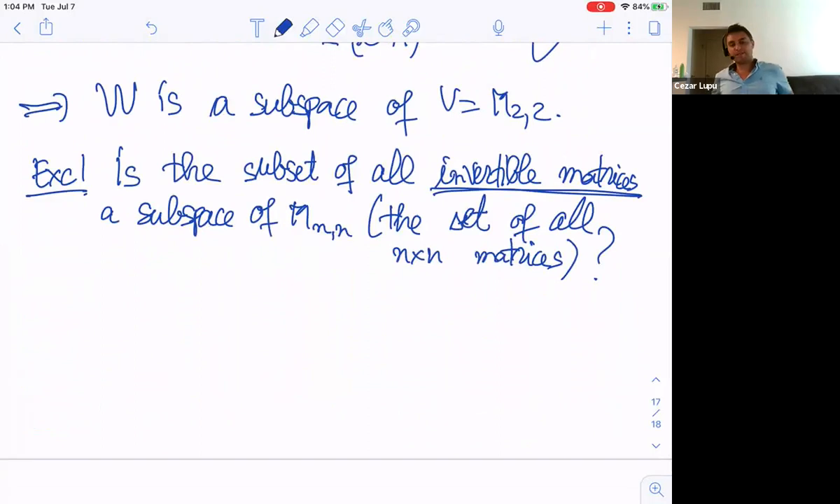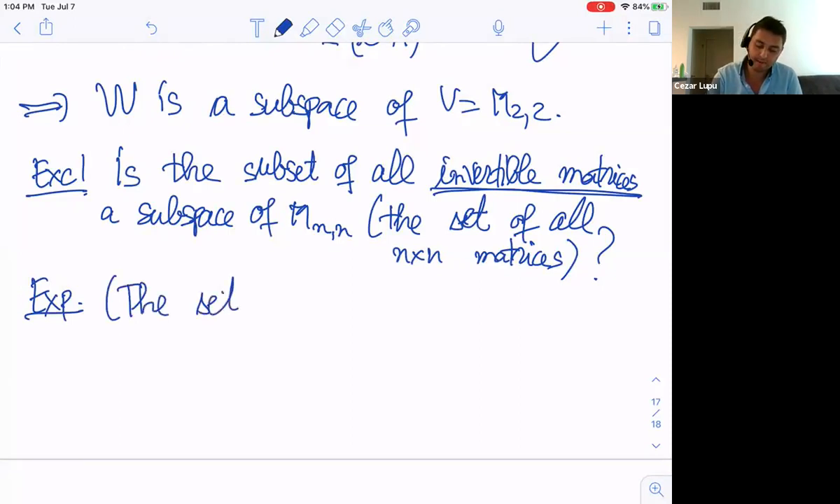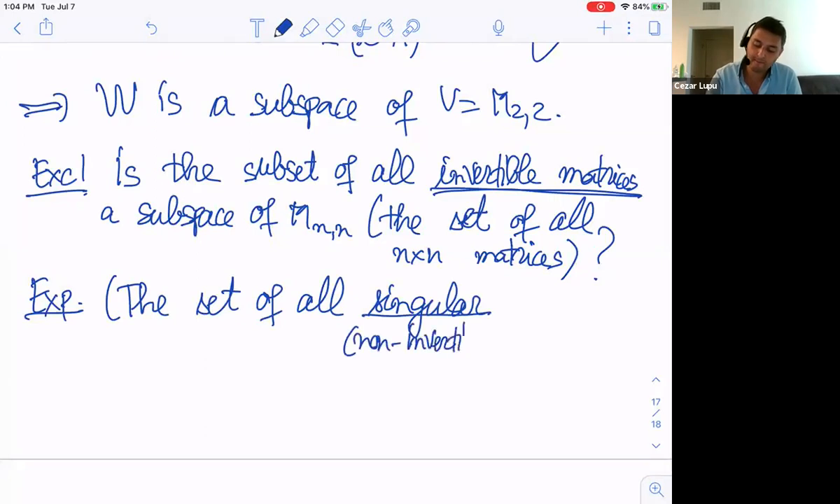But now I want to consider also a counterexample, something that is not a subspace. The example that I have in mind is the following. Let's consider the set of all singular matrices. When I say singular, I mean non-invertible matrices.